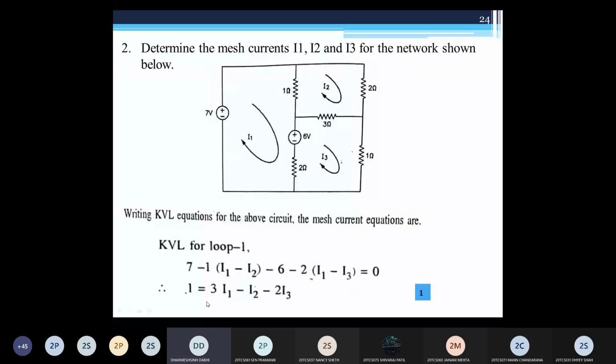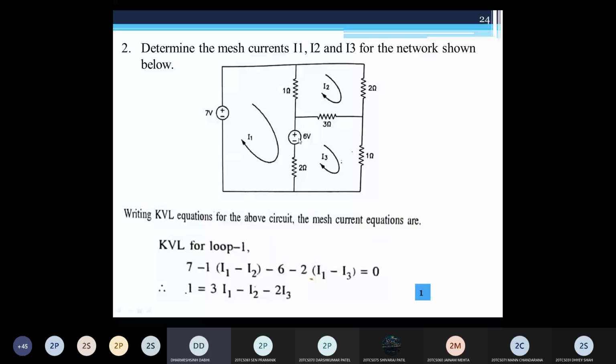All of you get this equation for mesh 1? Yes, sir. Here in mesh 1 we have two voltages, one is 7 volt and another is 6 volt. But you can see the polarity: the positive terminal of one voltage source is connected with the positive terminal of the other voltage source. So there is a subtraction between the two voltage sources.